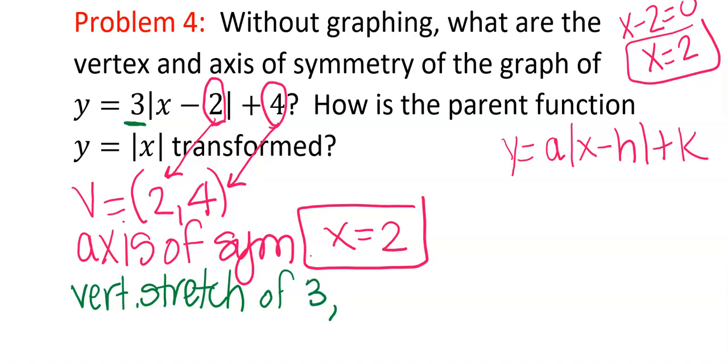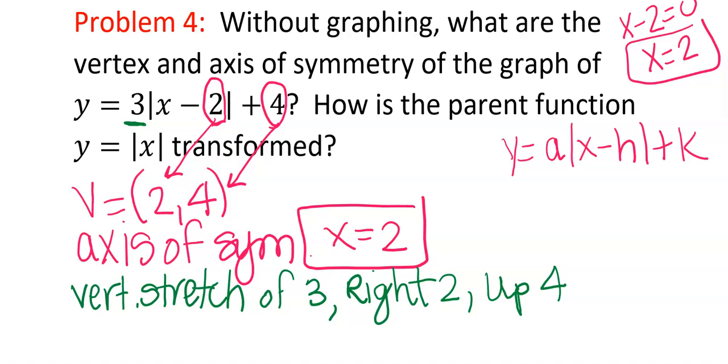What about the -2? Would that be a right 2 or a left 2? So right 2, remember it's the opposite, so we'll go right 2. And what about the +4 on the end? Up 4. Now, obviously on these, for graphing them, it would be a little bit harder.